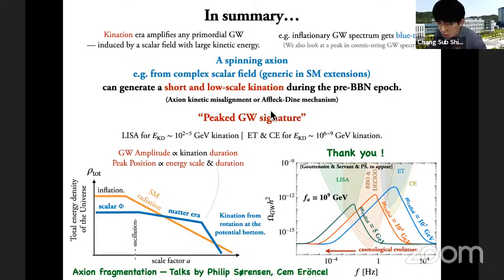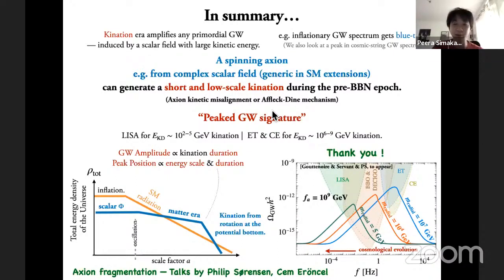So I found that there are some questions in the chat window. Can you read them? Okay, so first there's a question. It said it would be natural that the axion has a mass, so that matter-like behavior follows after the kination. So do you have any constraint on the axion mass? Yeah, so is there any constraint on the axion mass?